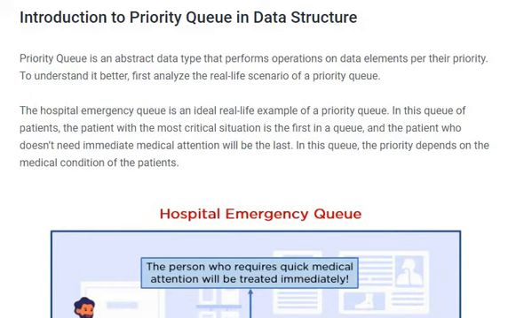So we have different types of queues: queue, circular queue, and priority queue. As we know, in queues we need to insert the element at rear position and we need to delete the element from front position. So we use front and rear.